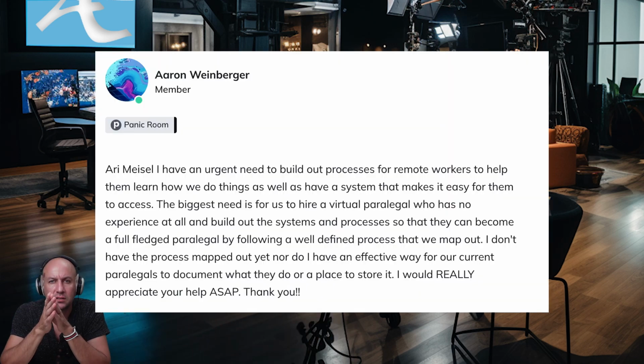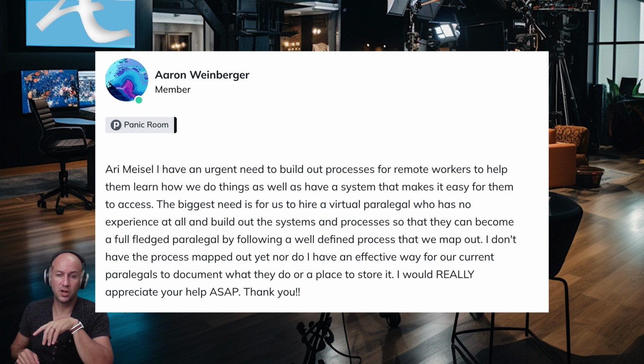I have an urgent need to build out processes for remote workers to help them learn how we do things, as well as have a system that makes it easy for them to access. The biggest need is for us to hire a virtual paralegal who has no experience at all and build out the systems and processes so that they can become a full-fledged paralegal by following a well-defined process that we map out. I don't have the process mapped out yet, nor do I have an effective way for our current paralegals to document what they do or a place to store it. I would really appreciate your help.